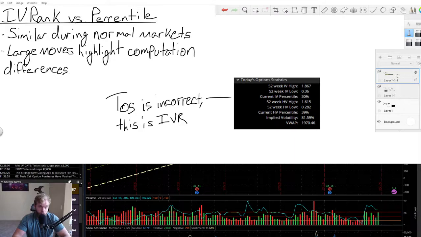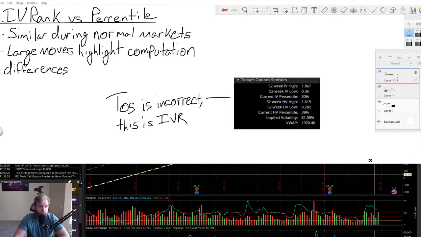During normal market conditions, these two are very similar, which is why they're used interchangeably. People treat them as synonyms essentially, and they don't really pay respect to the difference between the two. But when we see really large outlier moves, like when the market crashed earlier this year, the difference in their computation becomes super apparent. It's important for us as traders to understand that difference because it will completely change the way you approach a trade.